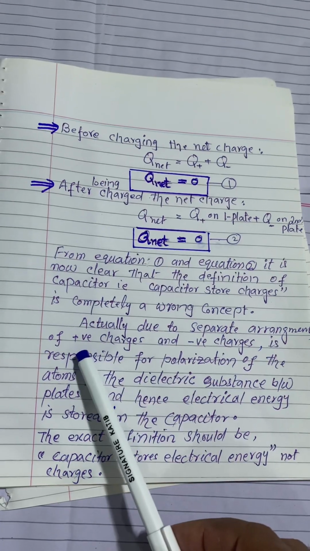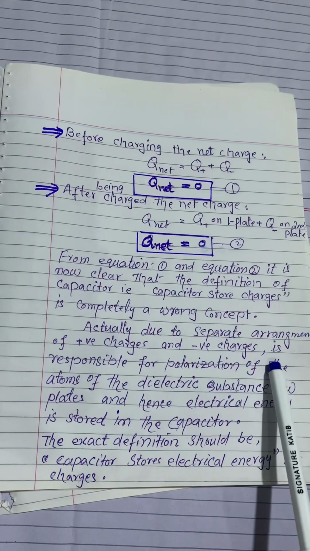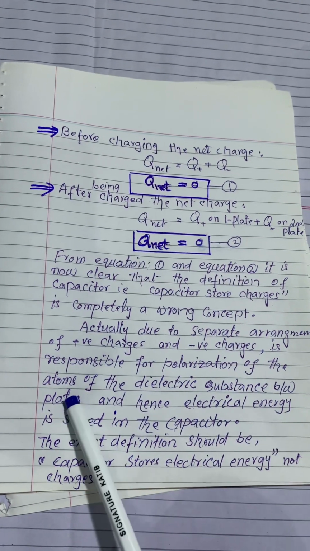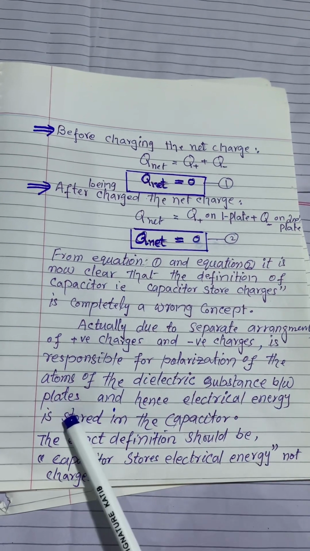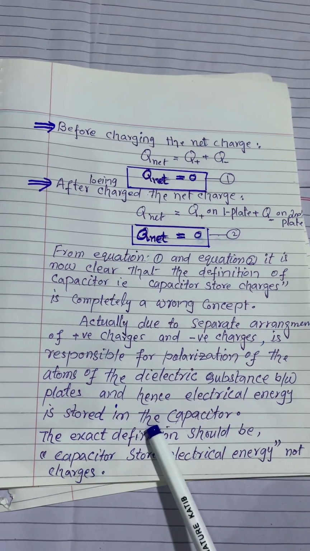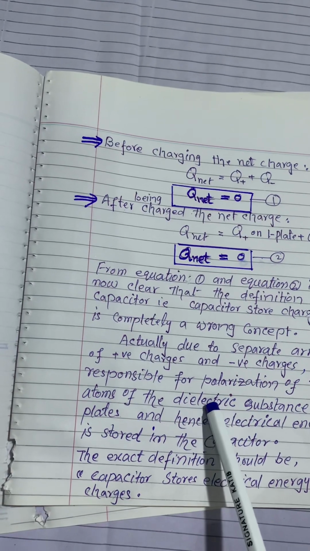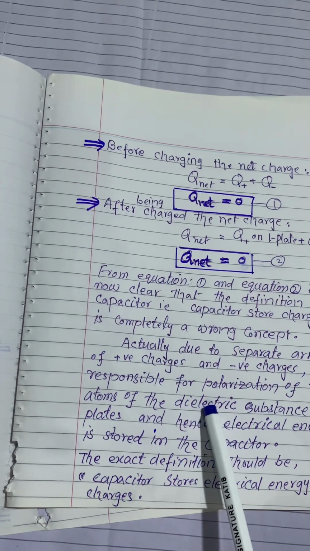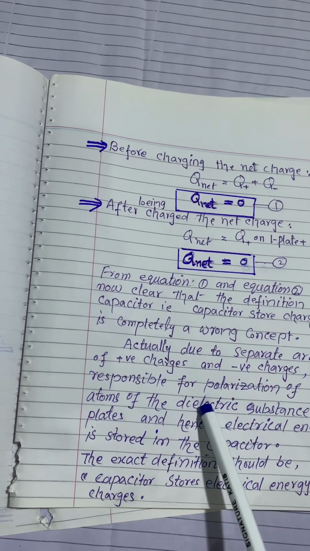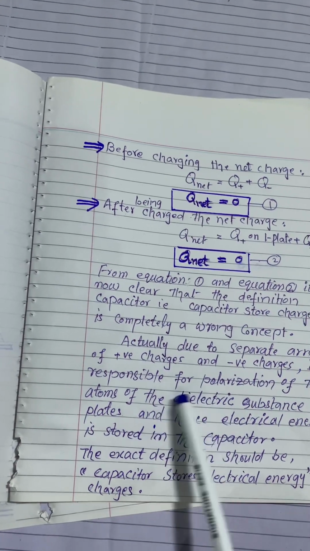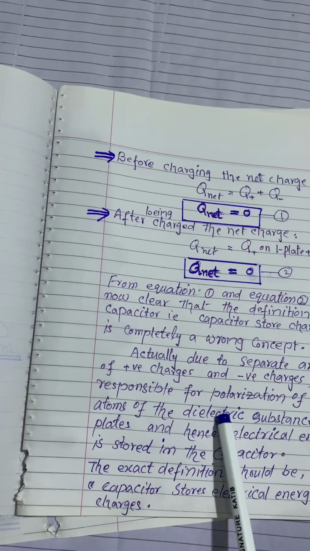Actually the separate arrangement of positive charges and negative charges is only responsible for polarization of the atoms of the dielectric substance between the plates, and hence electrical energy is stored in the capacitor. The dielectric between the plates of the capacitor is polarized by dipoles found in the atoms of the insulator or dielectric. Therefore energy will be stored because the electron cloud is slightly displaced from its nucleus, but will never be free from its atom.